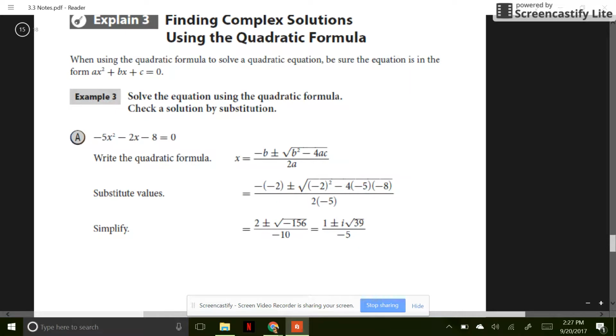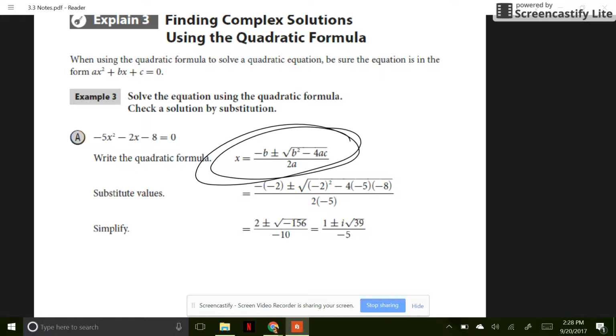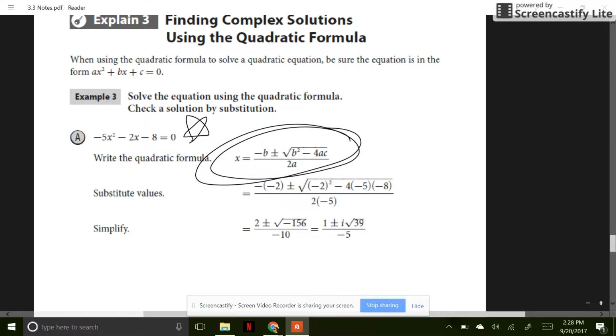The one way that's always going to work for you to find solutions to a quadratic equation is to use the quadratic formula. Again, if you don't know it, you need to know it. x equals negative b plus or minus square root b squared minus 4ac all over 2a. First thing you do is write your equation, set it equal to 0, and figure out what your a, b, and c are. So a, the coefficient in front of x squared, is negative 5. b, the coefficient in front of x, is negative 2. c, sorry, it's not a coefficient, it's just the whole number, negative 8. And then you plug it into the formula and simplify.